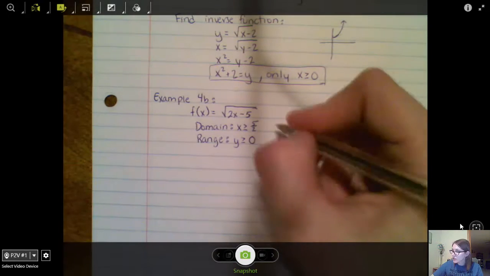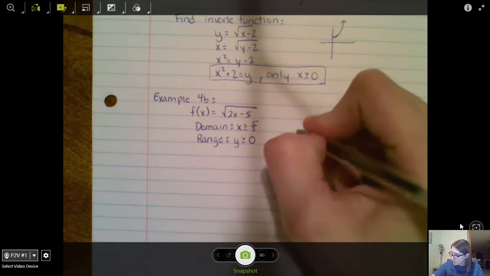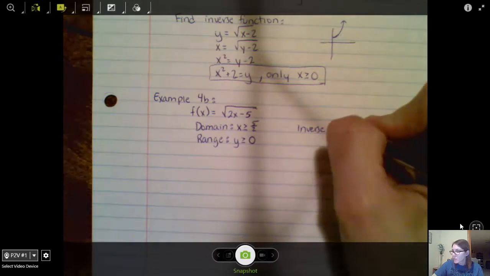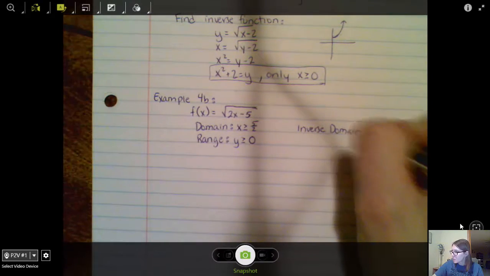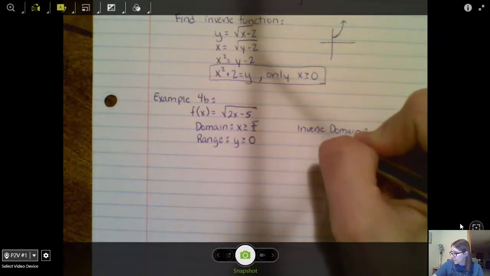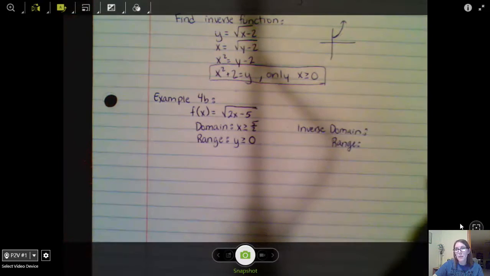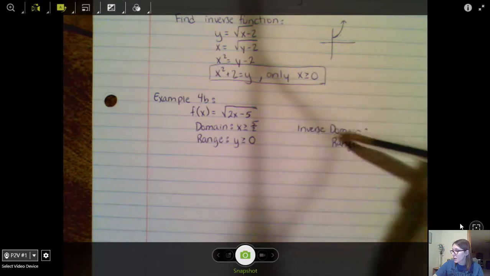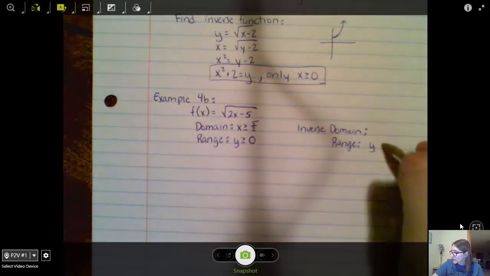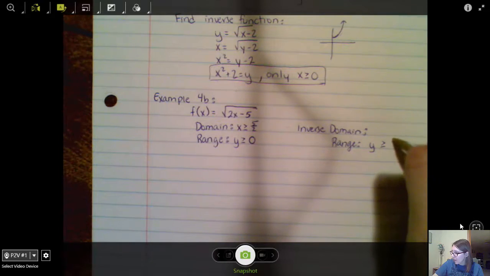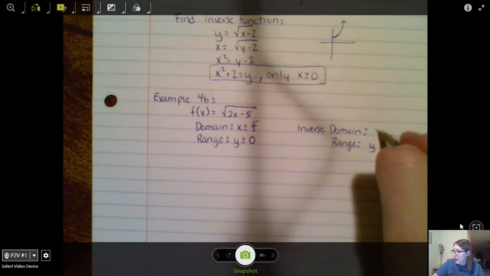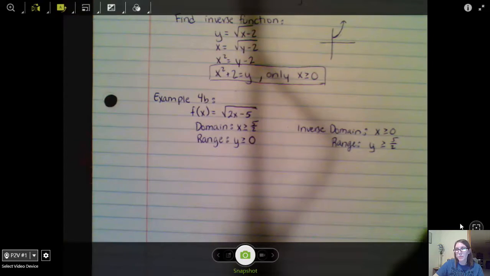So for the inverse, my domain and my range switch. So what was my domain becomes my range, y is greater than or equal to 5 halves. And what was my range becomes my domain, x greater than or equal to 0.